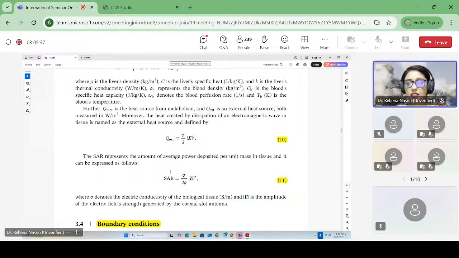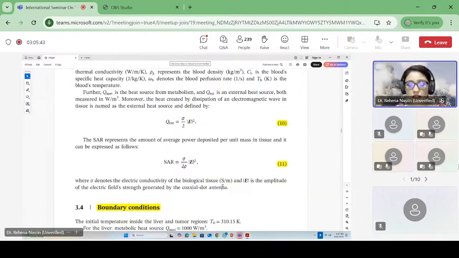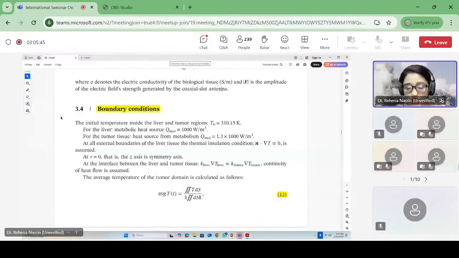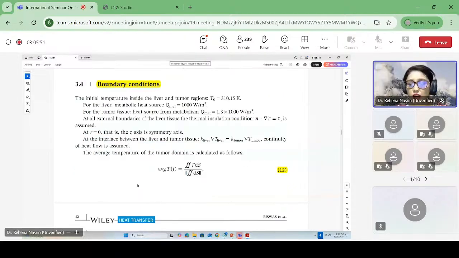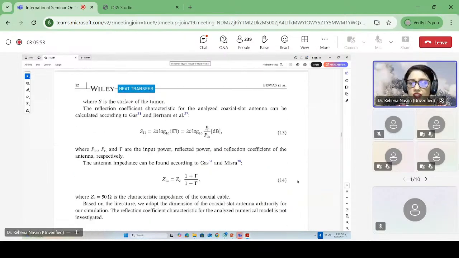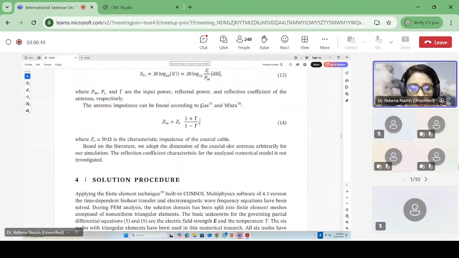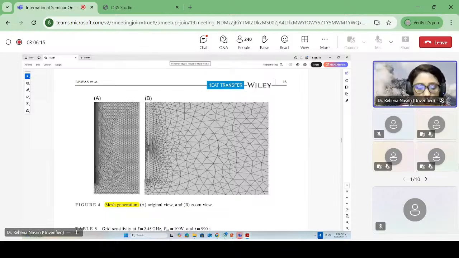So for heat transfer, these are the boundary conditions, and for the average heat inside the domain, we can use equation 12, and these are other equations for the coaxial antenna, equation 13, equation 14. These equations are well known and are from the research of Gas and Mishra et al. And the solution process. This is the main generation part, and this is the original view.